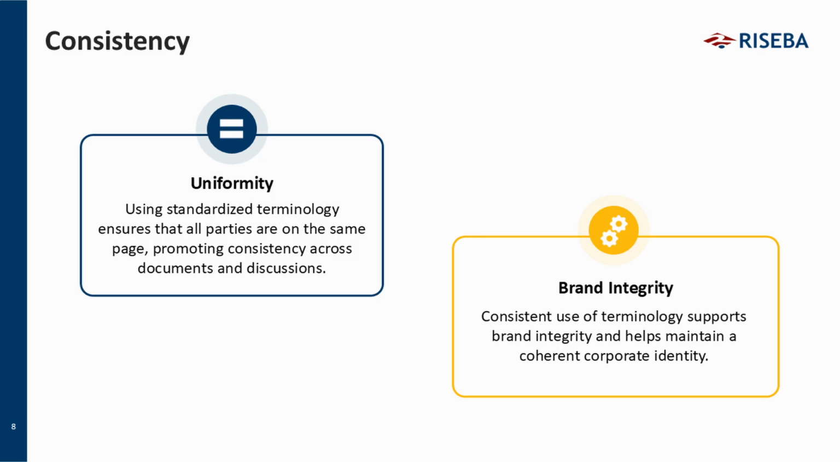The following key point relates to consistency. And first, sub-point here is uniformity, since using standardized terminology ensures that all parties are on the same page, promoting consistency across documents and discussions. The following sub-point here relates to brand integrity. Consistent use of terminology supports brand integrity and helps maintain a coherent corporate identity.